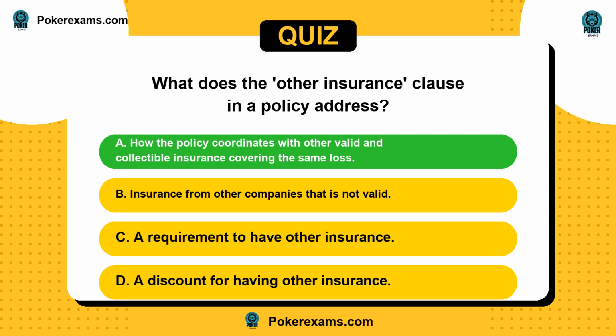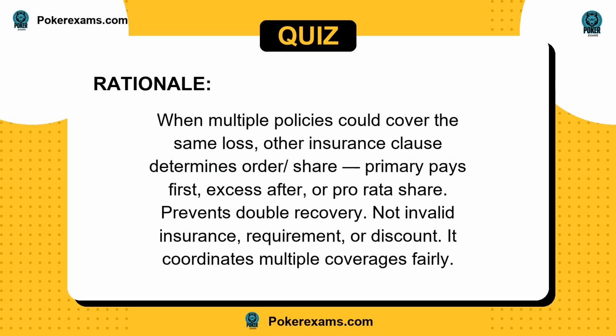The answer is A. When multiple policies could cover the same loss, other insurance clause determines order/share, primary pays first, excess after, or pro rata share. Prevents double recovery. Not invalid insurance, requirement, or discount. It coordinates multiple coverages fairly.